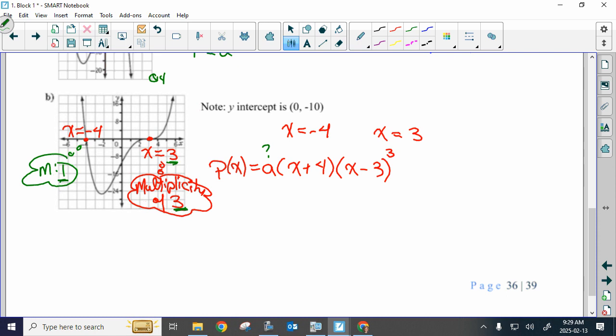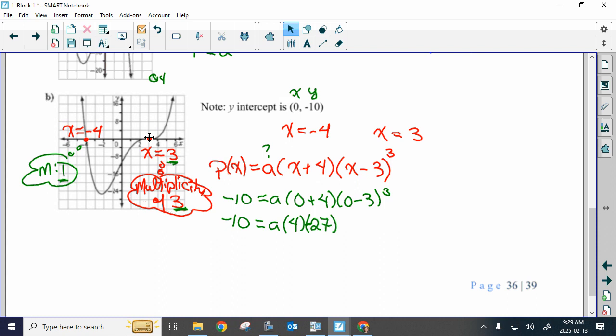And now I have to pick another point. This is an x and a y. It's not a constant at the end of the factor. It becomes the x and y. So I've got -10 is equal to a, 0 plus 4, 0 minus 3 cubed. And this is -27.